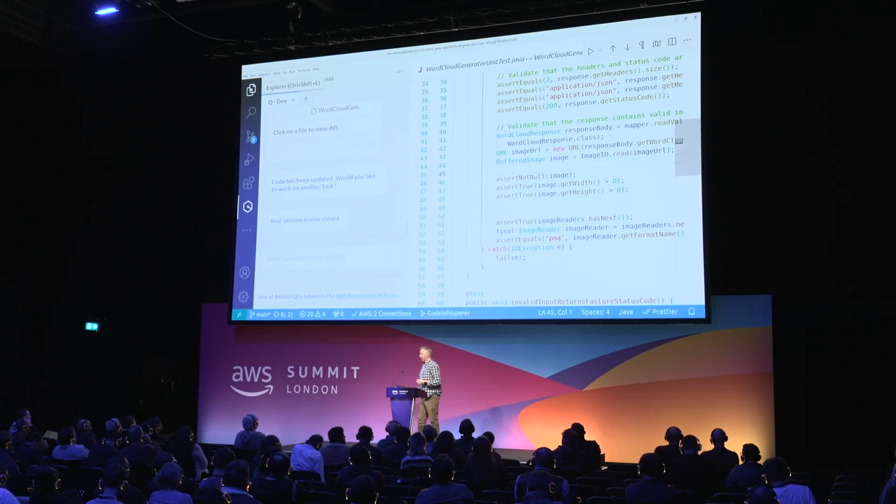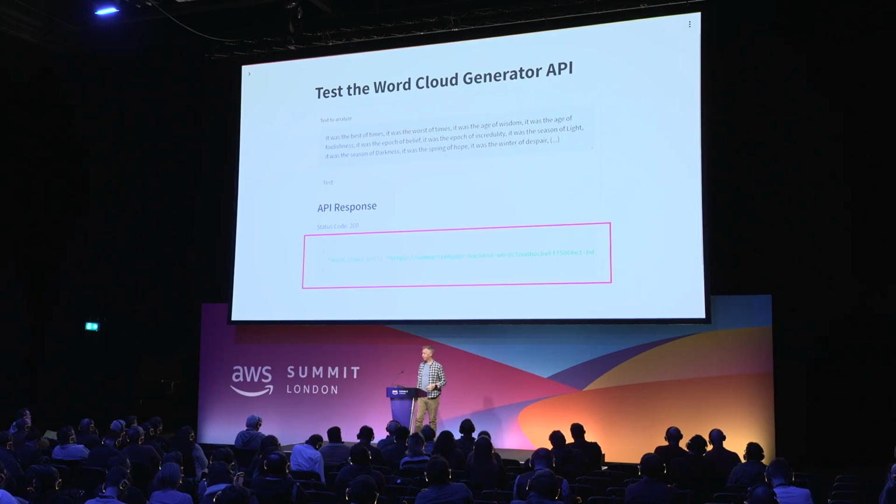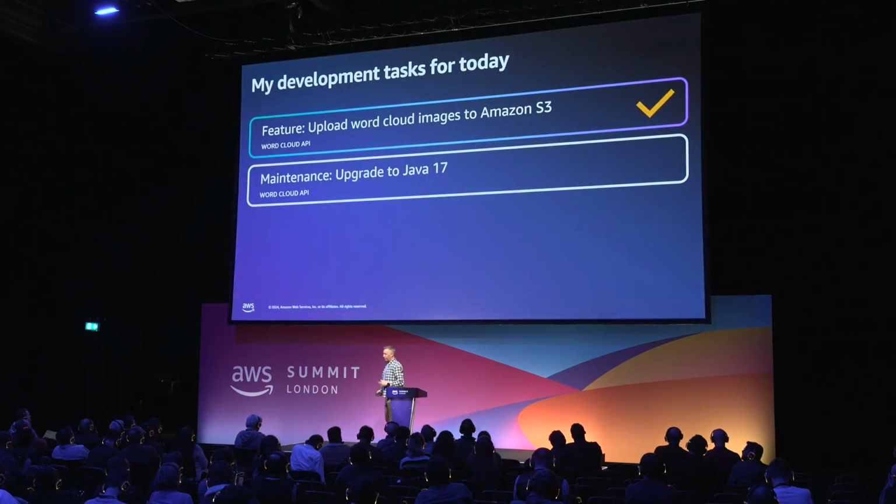That works quite well. So I can close the session, I can submit that to my code base, and I can work on finishing this unit test. So when I test the API now, I'm actually getting a pre-signed URL here instead of the byte array. So I think I can mark that as done.